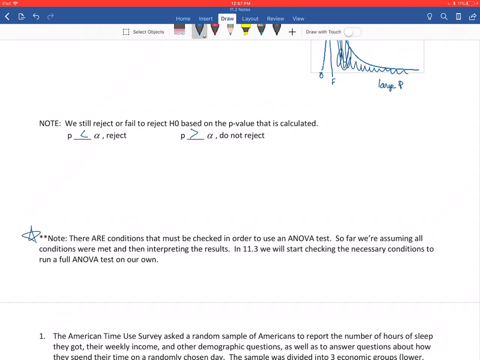And an important note to make down here is that there are conditions that we have to check in order to use this ANOVA test. So that stays constant throughout this whole course as well. So far, or what we're going to do in the next couple questions, is we're going to assume all the conditions were met and the test has already been run, and all we're doing is looking at the results and practicing interpreting the results. When we move on to section 11.3, we will actually start checking the necessary conditions, and we will run full ANOVA tests on our own. We're just not quite there yet.